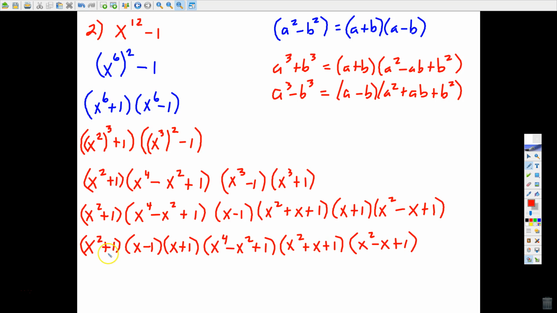Let me just double check that, make sure I got it all. x minus 1, x plus 1, x to the fourth minus x squared plus 1, x squared plus x plus 1, x squared minus x plus 1. I think we got them all. So, wow, that was a doozy.